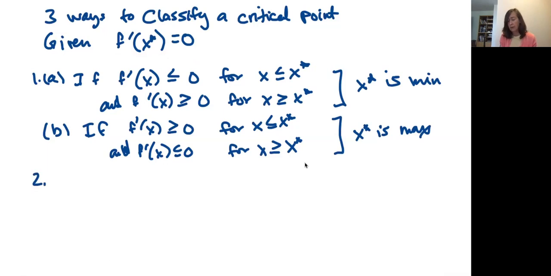So again, we're still assuming that we've got a critical point here. We've got a point where the first derivative is equal to 0. If the second derivative is greater than or equal to 0 for all x, okay, then we would say the function is globally concave.